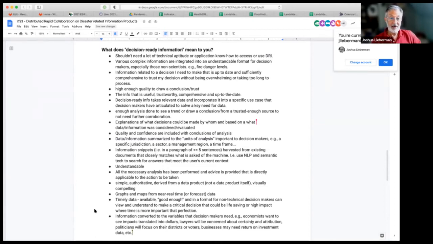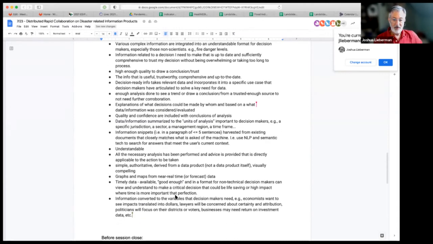You can have an indicator that buzzes when you're in the right place with your cell phone or doesn't, but there's something about the connection between indicators and the visual power of interpretation that is relevant. Graphs and maps from near real-time data, timely data, non-technical decision makers, information converted to the variables that decision makers need. So I think that's an important thing.